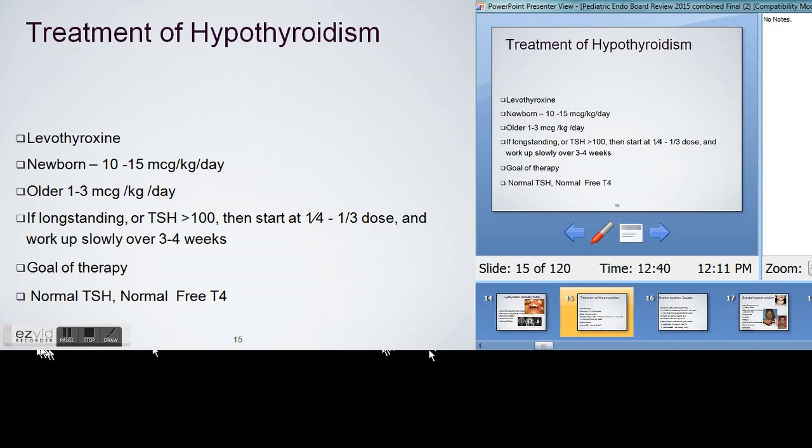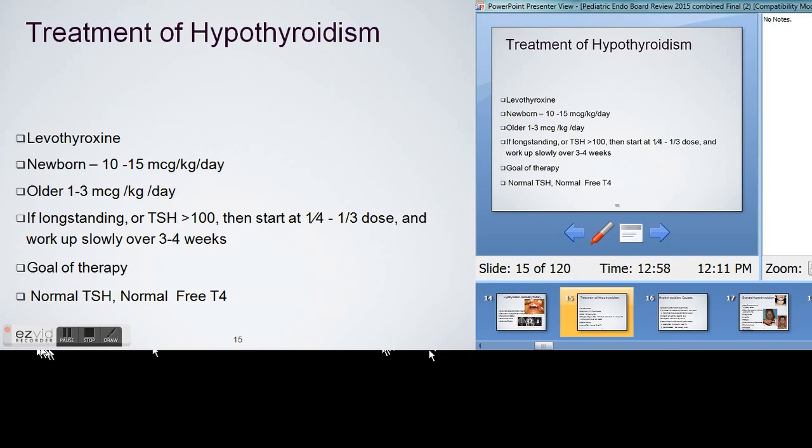And if it's a long-standing hypothyroidism where you get a patient with a TSH that's greater than 100, we don't want to start at this high dose. We want to start at a really low dose. We'll start at a quarter to a third of the dose, and we'll slowly work them up to the full dose in about 3 to 4 weeks.